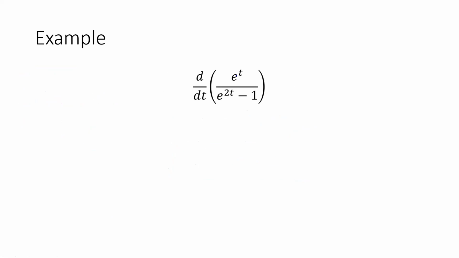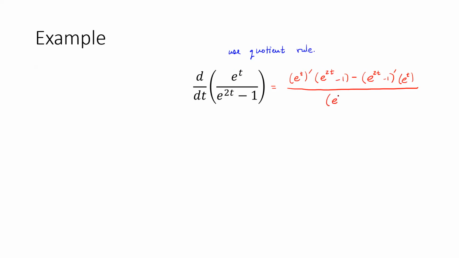Okay. Here's another example. Notice here we've got a quotient, so we're going to have to use the quotient rule. So I will write this as, well, let's take the derivative of the numerator. So I'll write e to the t prime times the denominator without taking a derivative, minus the derivative of the denominator. So I'll write e to the 2t minus 1 prime times the numerator without taking a derivative, divided by the denominator squared.